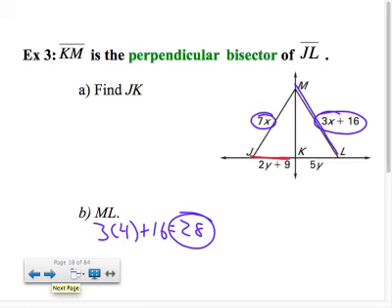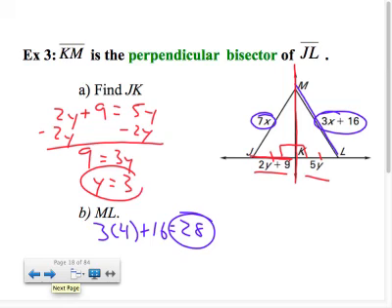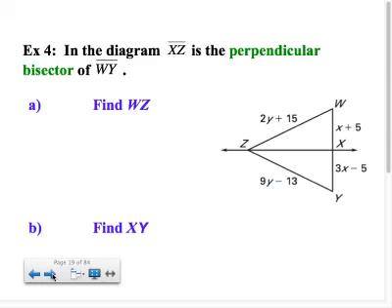So now the part A, it says find JK, so find this length. Well, again, they tell you that this is the perpendicular bisector, so you know these two lengths have to be the same. So 2y plus 9 has to equal 5y. So we're just going to subtract our 2y from both sides. So 9 equals 3y. So y equals 3. Plug that in here. 2 times 3 is 6 plus 9 is 15. So we're just using the perpendicular bisector theorem.